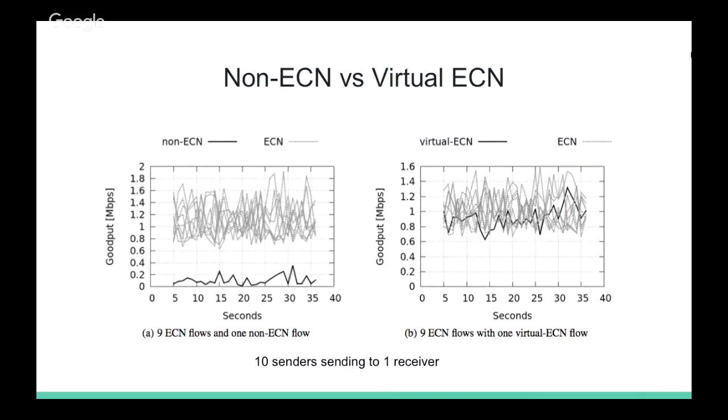This is another comparison between non-ECN and virtual ECN flow. So part A in this image plots the goodput achieved with 9 ECN flows and 1 non-ECN flow, sharing 10 megabits per second in a bottleneck link, and shows how the non-ECN flow suffers from unfairness. Part B shows the goodput achieved in the same setting, except that the non-ECN flow is now virtual ECN. The resulting goodput of the ECN-incapable guest is now similar to that of its peers that are capable of ECN.